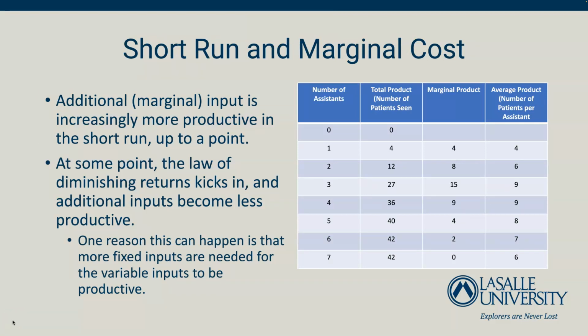We should note that additional, that is marginal, input is increasingly more productive in the short run up to a certain point. But at some point, the law of diminishing returns kicks in and additional inputs become less productive. And that could be because more fixed inputs are needed for the variable inputs to be productive. You might need more space to see more patients, for instance. So if we go back to the previous table in Chapter 4, we see that the marginal product is rising up to a point, but then the law of diminishing returns starts to kick in and it begins to fall.